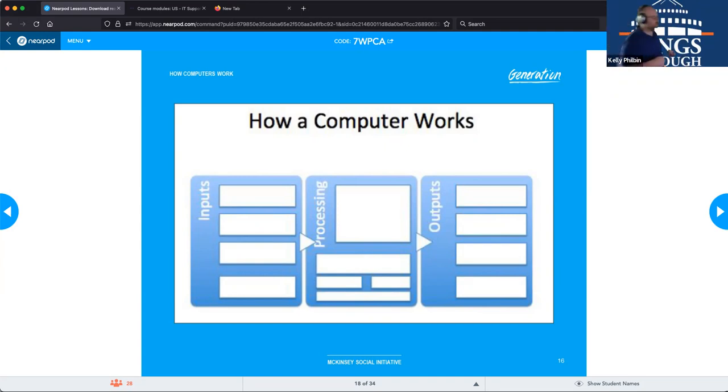What is a NIC? A NIC is a network interface card. It is how we communicate with the internet. But we're going to get into that stuff later. We're just getting introduced to this stuff.